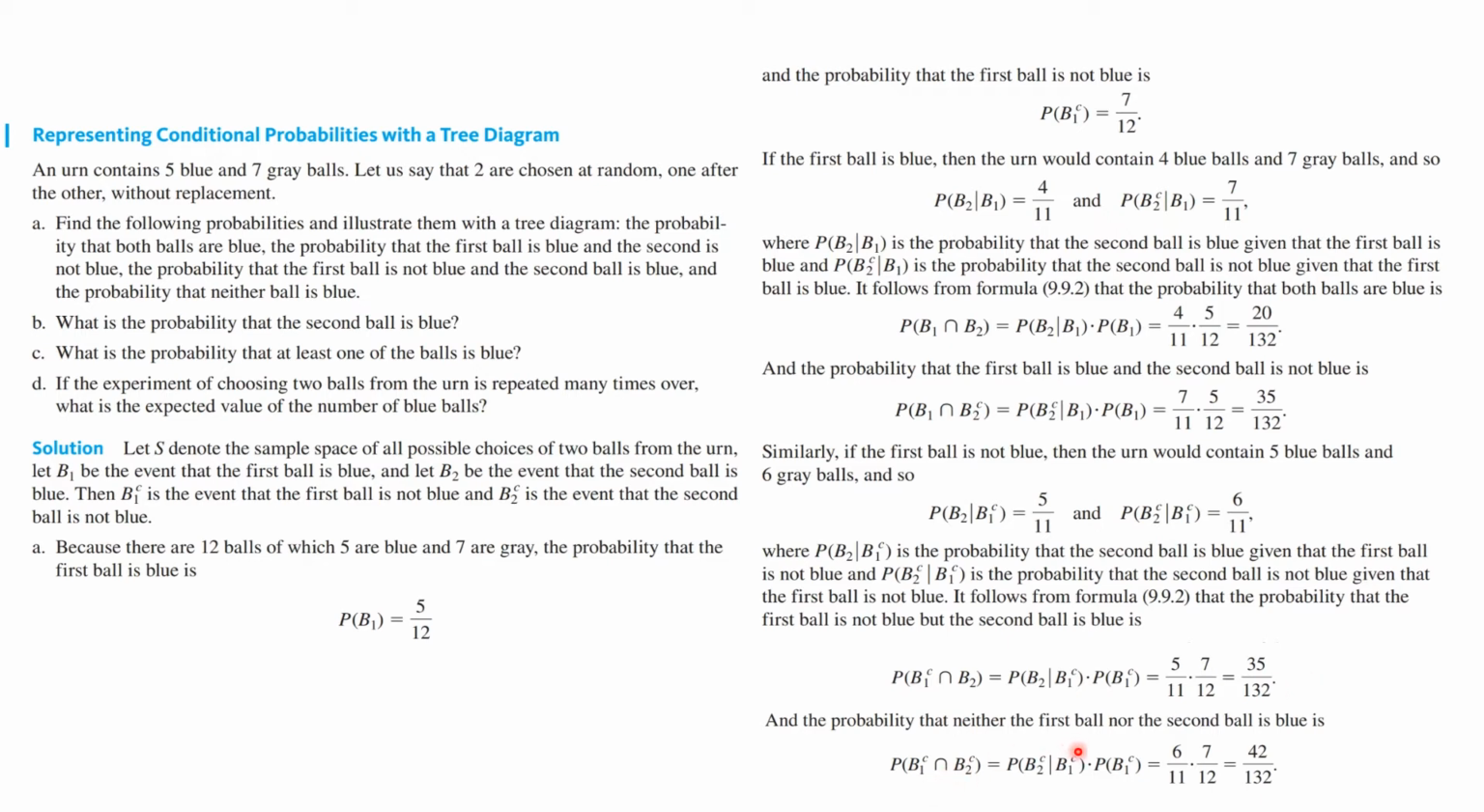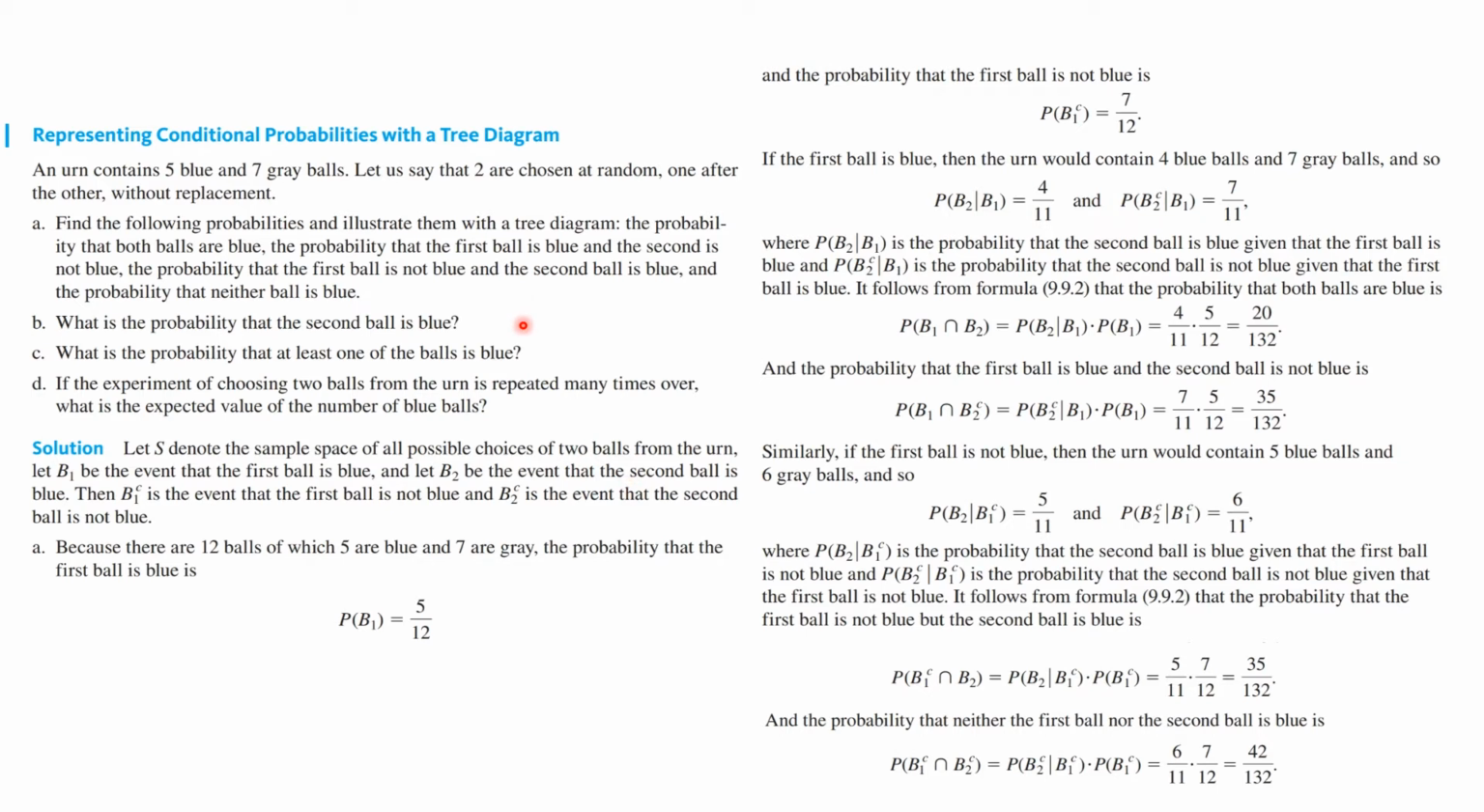And the probability that neither is blue, the probability of the intersection of the complements of B1 and B2, is, by the definition of conditional probability, 42 over 132. And so we've answered part A.